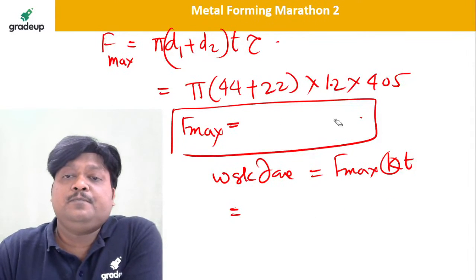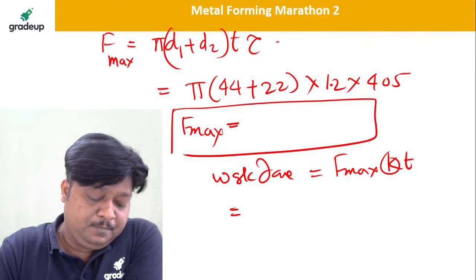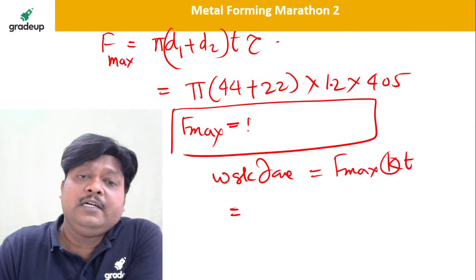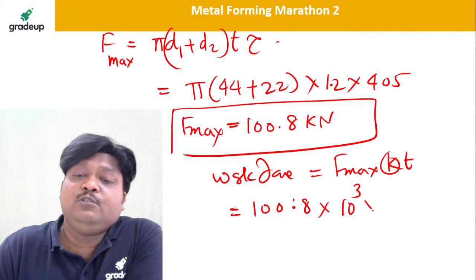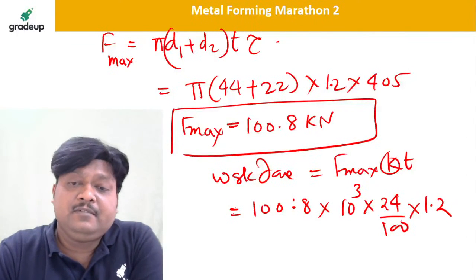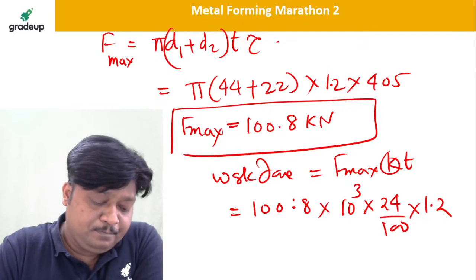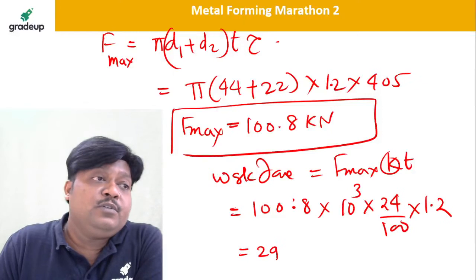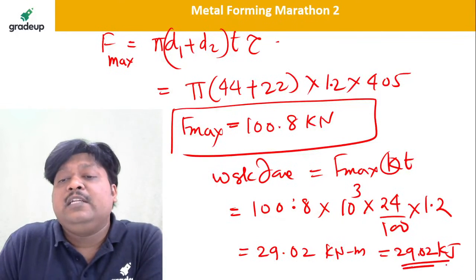How much is the work done now? How much is the force now? It is 100.8 kilonewton. So this is 100.8 kilonewton into 10 to the power 3, into 24%, that is 0.24, into thickness 1.2. So this will be how much? It is 29.02 kilonewton meter, that is nothing but 29.02 kilojoule. Yes, that is correct.